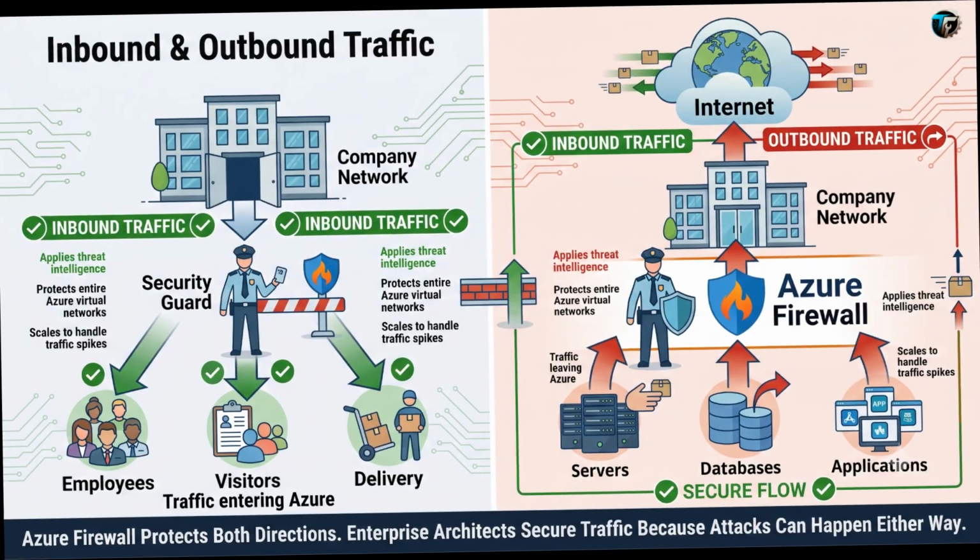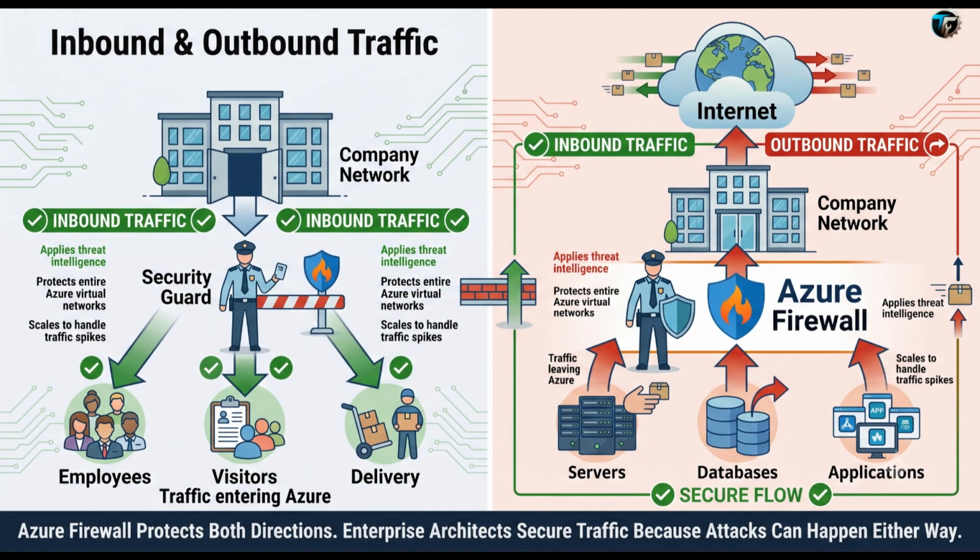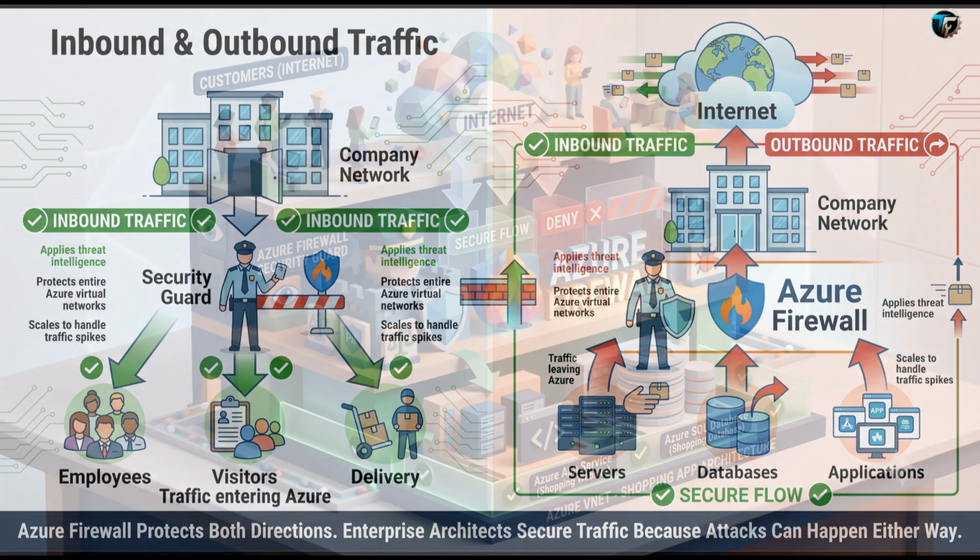Azure Firewall protects both directions. Inbound traffic. Traffic entering Azure. Outbound traffic. Traffic leaving Azure. Enterprise architects secure both directions because attacks can happen either way.